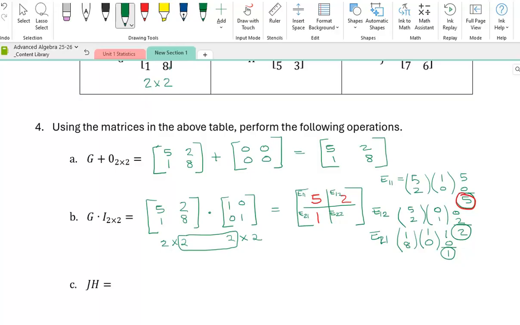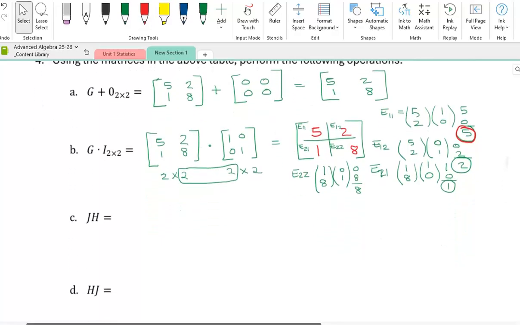And then the last one is E22. Row 2, 1, 8. Column 2, 0, 1. 1 times 0 is 0. 8 times 1 is 8. Add them up, and you get an 8, which goes here. So look, when I multiplied by an identity matrix, I ended up with the same thing as if I added a 0 matrix.